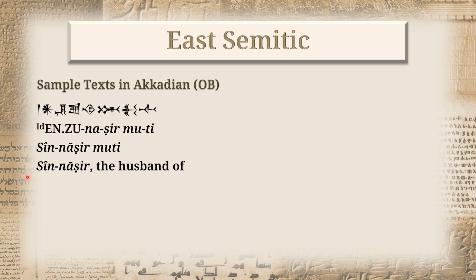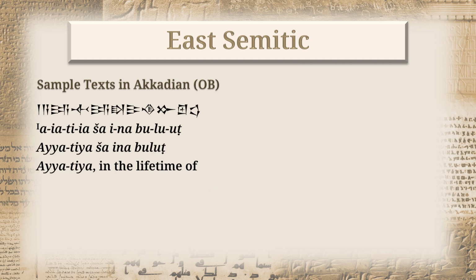Next sentence. Here you see the person marker and the deity marker, and then we have Entzu. We've seen that one before. That is the god Zin, and the rest of the proper name is Na-Tsir, and then Muti, which is the consort form of Mutum, which means husband. So we read Zin Na-Tsir Muti. Zin Na-Tsir, the husband of whom? Can you guess? Of Ayatia. So the husband of Ayatia, Sha ina bulut, in the lifetime of somebody.